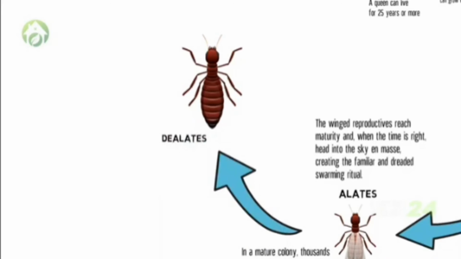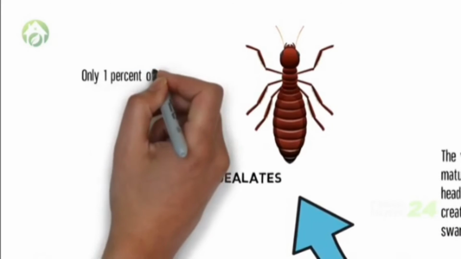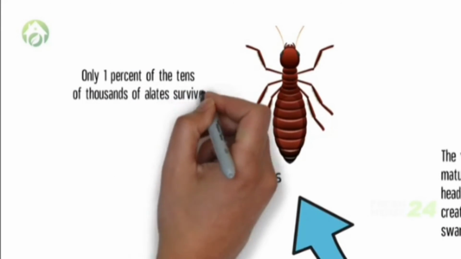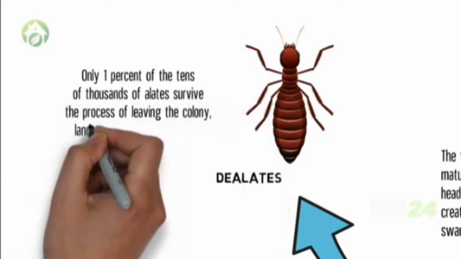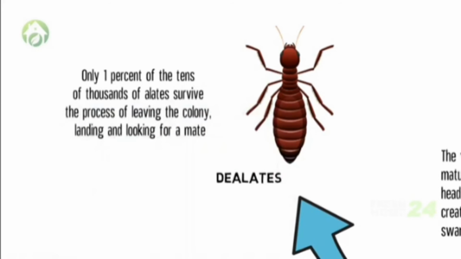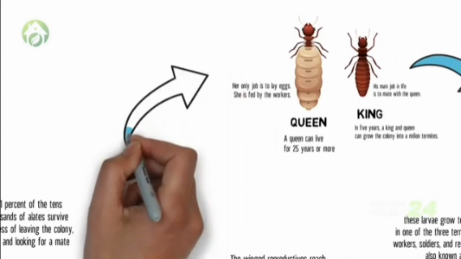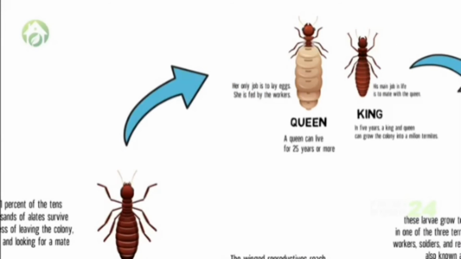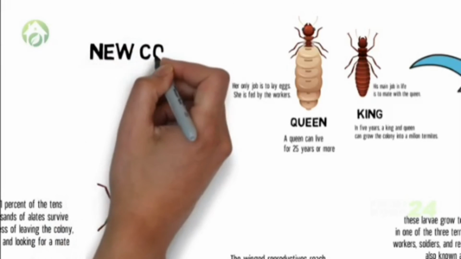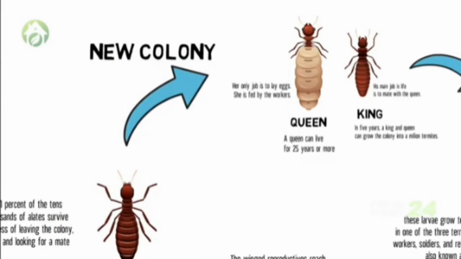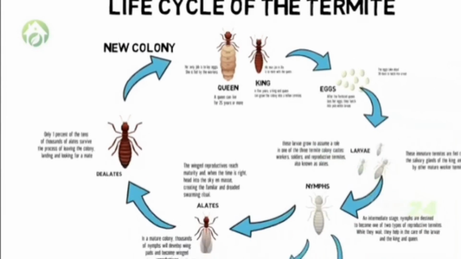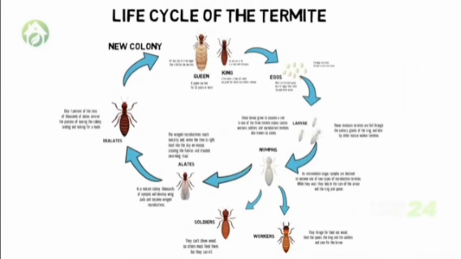Alates. Only 1% of the tens of thousands of alates survive the process of leaving the colony, landing and looking for a mate. Those that survive will pair off, break their wings from their bodies, and begin a highly structured mating ritual. New royalty. In the rare instance when wood, water and a matched set of alates come together, they may themselves become king and queen. A new colony is born.